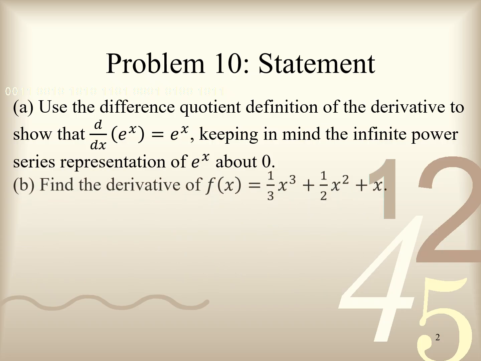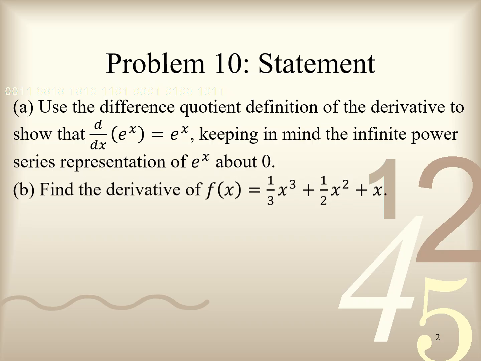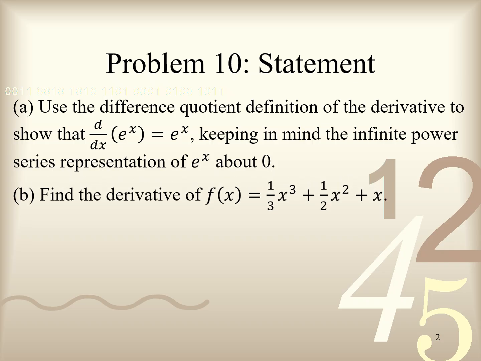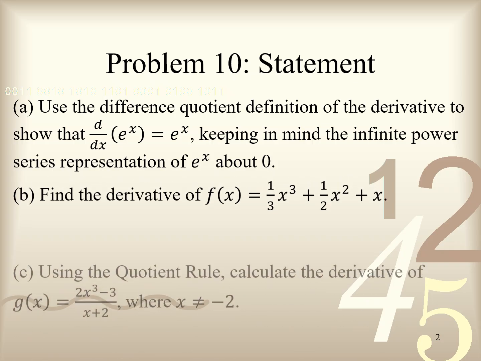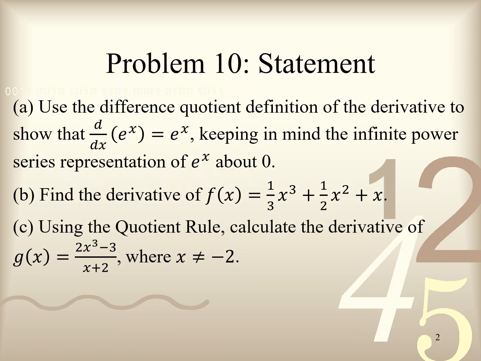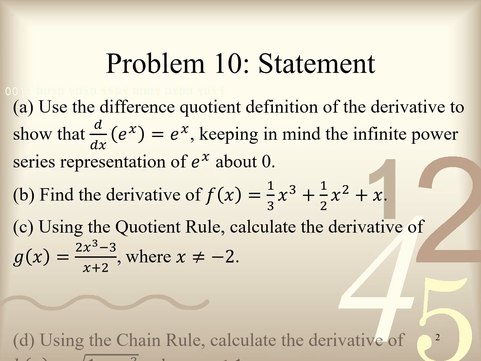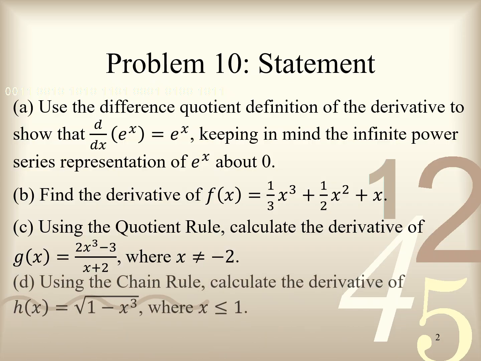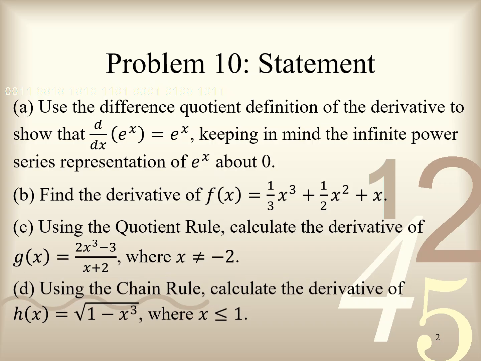In part C, using the quotient rule, calculate the derivative of g of x equal to 2x cubed minus 3, all over x plus 2, where x does not equal -2. Finally, in part D, using the chain rule, calculate the derivative of h of x equal to the square root of 1 minus x cubed, where x is less than or equal to 1.